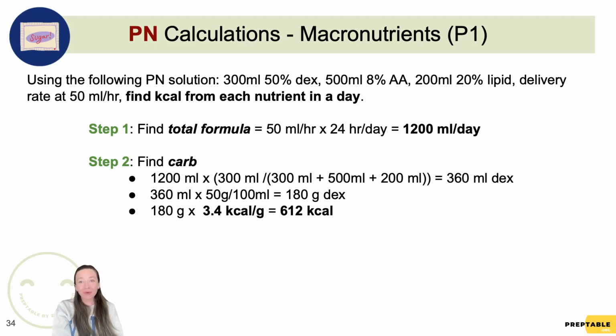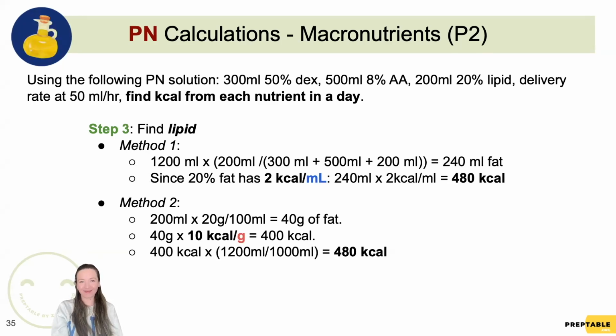So to do that, we will multiply the grams of dextrose by its energy density. And remember, in this case, it's 3.4 kcals per gram, not 4. So 180 grams of dextrose times 3.4 kcal per gram. The grams cancel out, and we are left with 612 kcal of dextrose. So this PN solution provides 612 kcals from dextrose in a day.